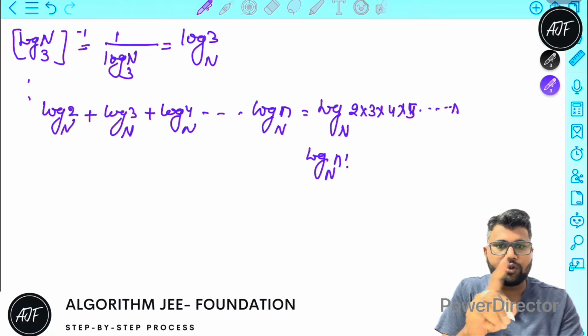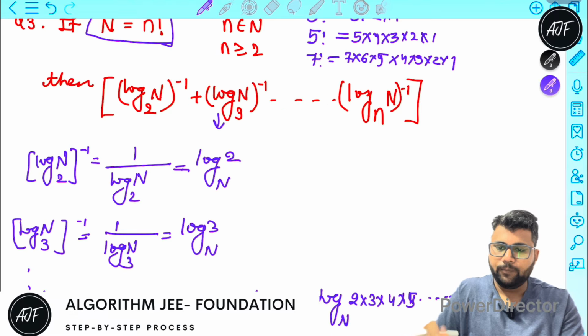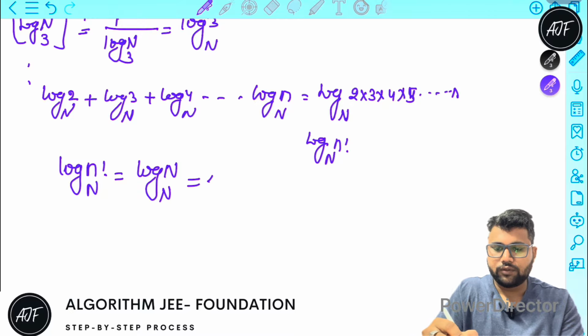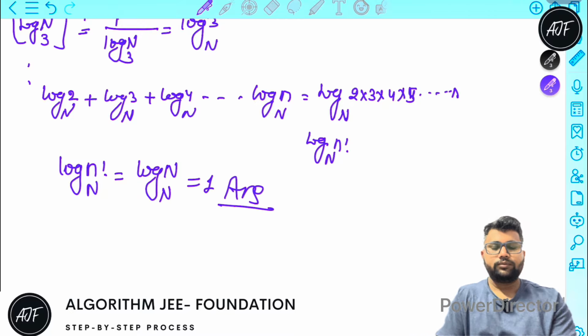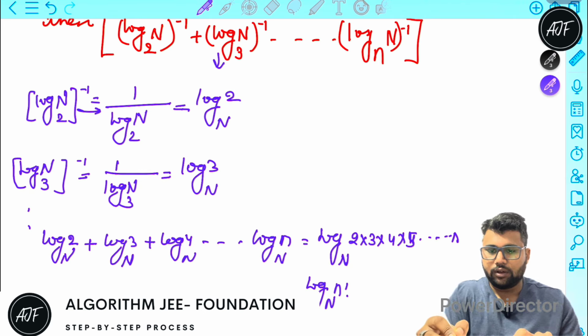And n factorial is already given in this question. Now log of n factorial divided by n, and the value of n factorial in this question is given as capital N and n. Now the answer is 1. So based on these properties, it is very important if you know that reverse property.